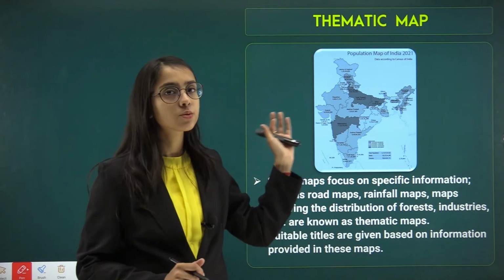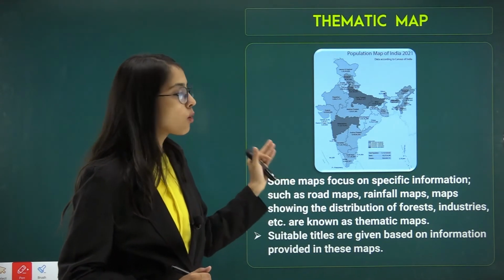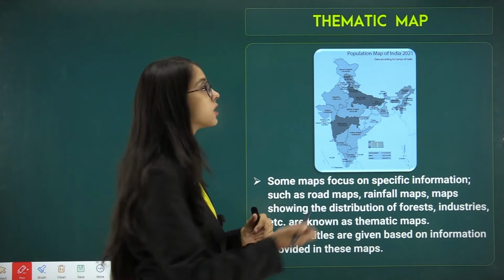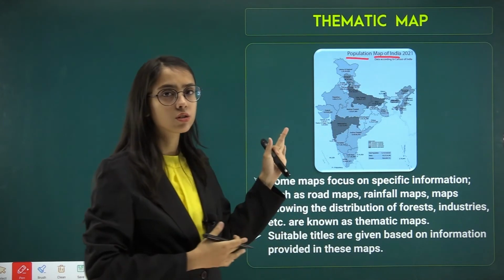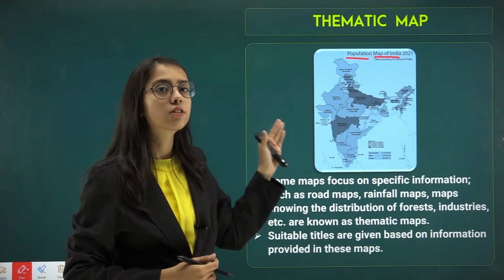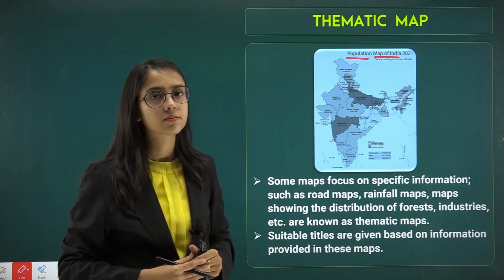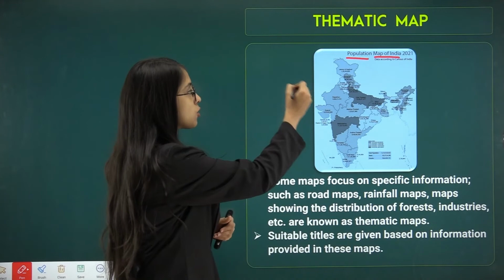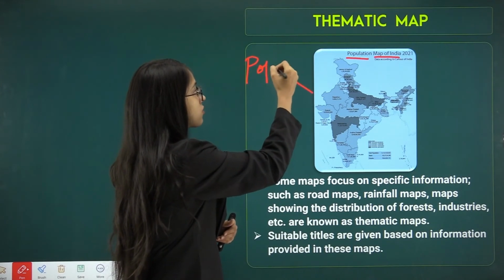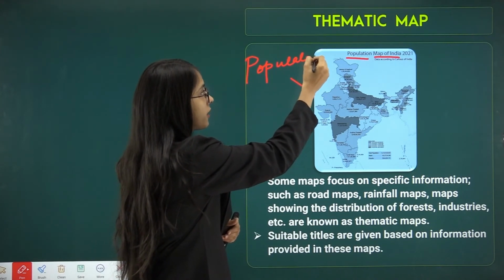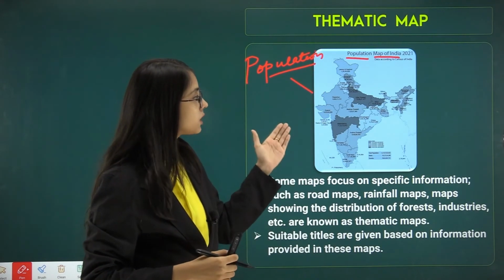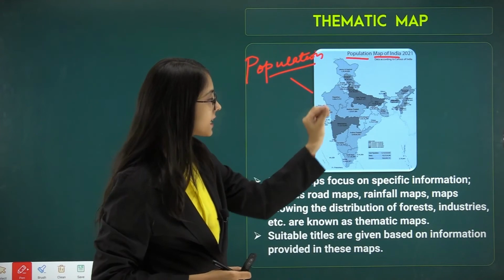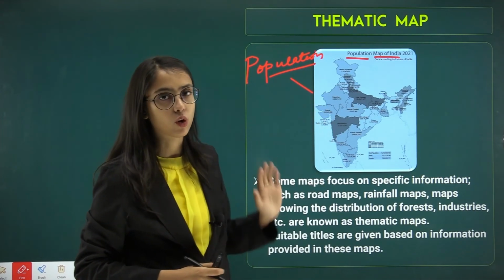Now, as you see here in this map, what is the heading of this map? The population map of India. So according to you, what kind of theme does this map have? Absolutely right. This shows us the population of India. Therefore, the theme is population and it shows the population of each state and India overall.